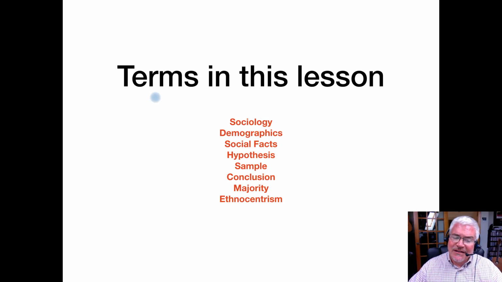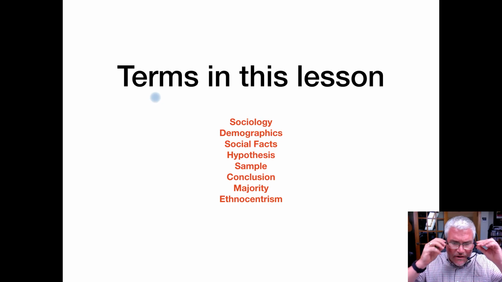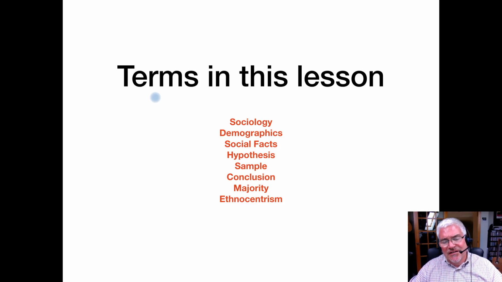Ethno might seem like ethnicity, ethnic, exactly. It's a particular group of people, a culture, right? Centrism looks like center, central, yes. So ethnocentrism is the belief that my culture, my group, my race, my whatever, is at the center of things. We're the most important. We're central. We're primary.